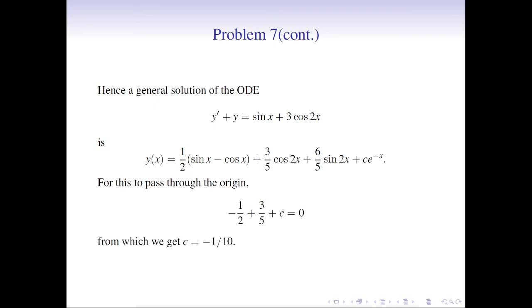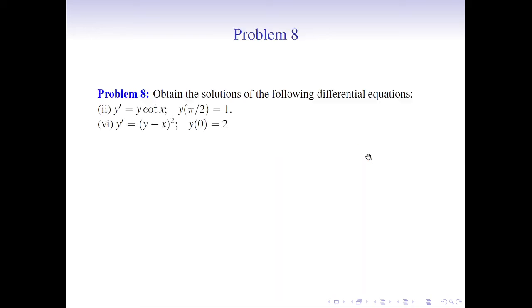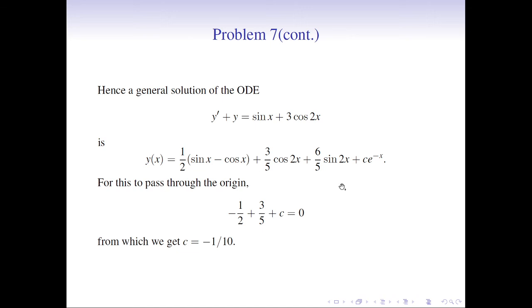So passing through the origin means x equal to y equal to 0. Once we substitute that in this case, we get, see, sin 0 is 0, cos 0 is 1. Again here sin minus cos, so it would be 0 minus 1, so minus 1 by 2 plus 3 by 5 plus c is equal to 0. And this gives us the value of c, which is equal to minus 1 by 10. And we go on to substitute this value here, which gives us the final solution. So this finishes the problem 7.